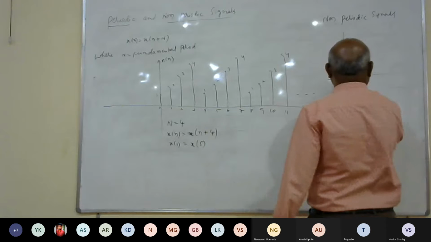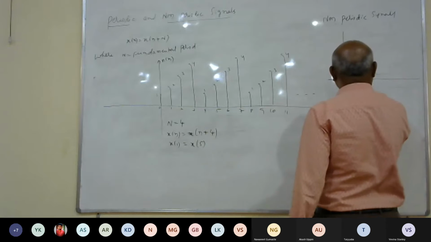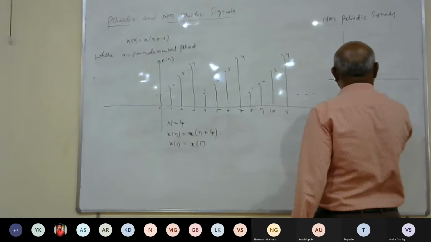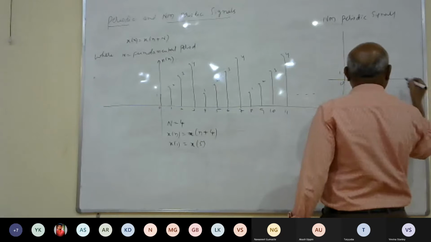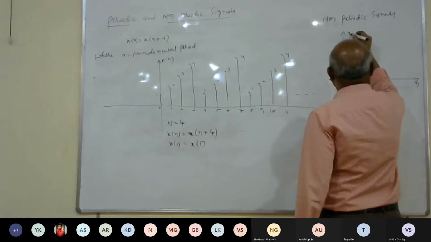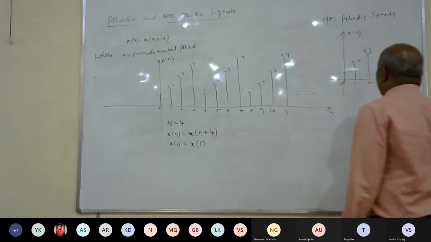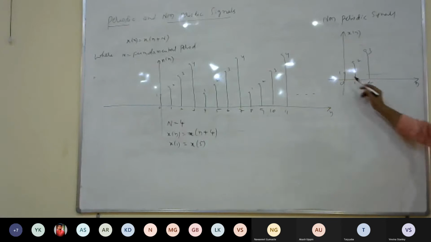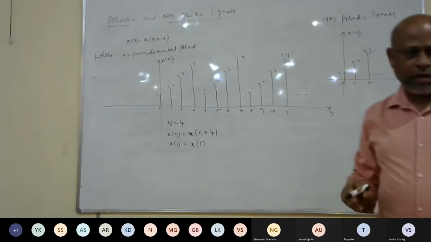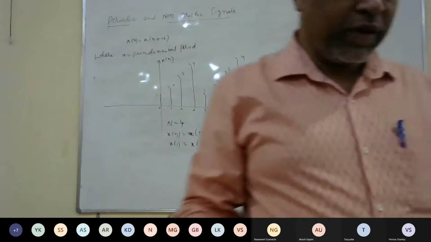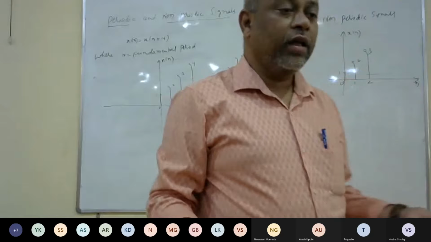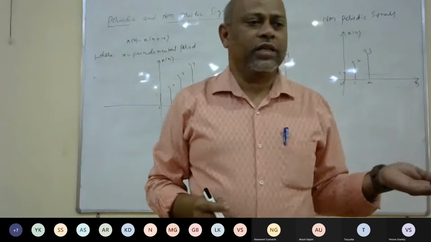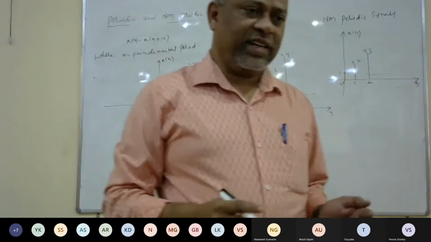is, suppose we have a signal like 1, 2, 3, 0, 1, 2. This is n. This is x of n. That means you have samples 1, 2, 3. See, only 3 samples are there in this signal. There is no repetition of any samples or any pattern here. That's why we call such signals non-periodic signals.